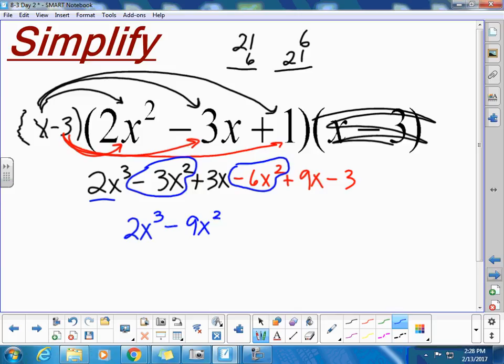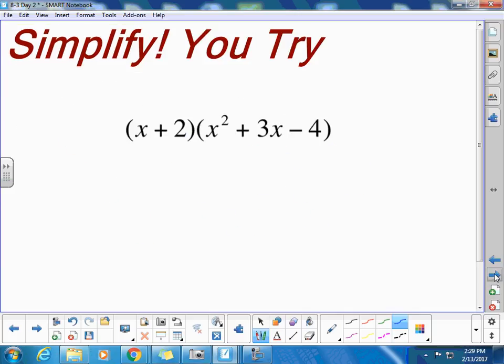I'm just seeing how many I have. And then we have x's, and there's 9x, so x plus 9x is 10x. And then we still have this, negative 3. So that is it doing more of the arrow or FOIL method. 2x to the third minus 9x squared plus 12x minus 3. Okay, put it on pause and you try this one.